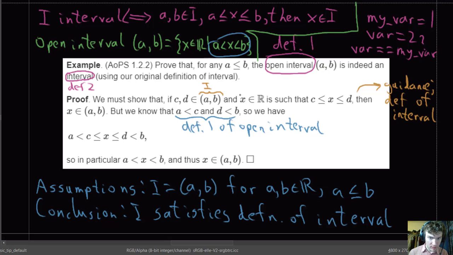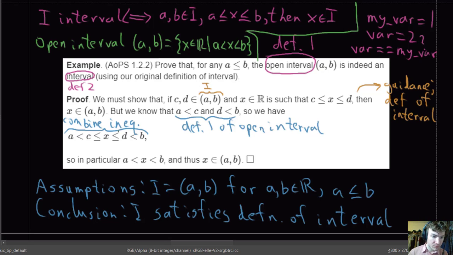Okay, then it says, so we have, so this is going to be another deduction, a less than c, which follows from what we said a moment ago. c is less than or equal to x. Well, that's from this assumption up here. x is less than or equal to d. That is from this assumption up here. And d is less than b, and that's what we got a moment ago from the definition. So this is kind of combining inequalities. So this is a deduction, but I think it's pretty clear why it's true, since we've just combined a chain of inequalities.